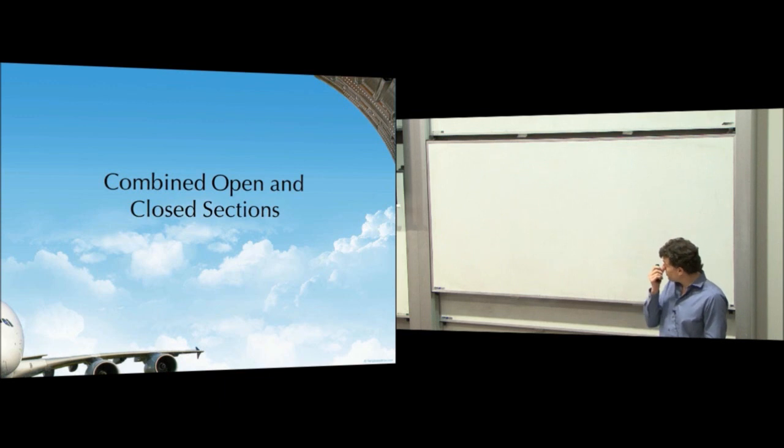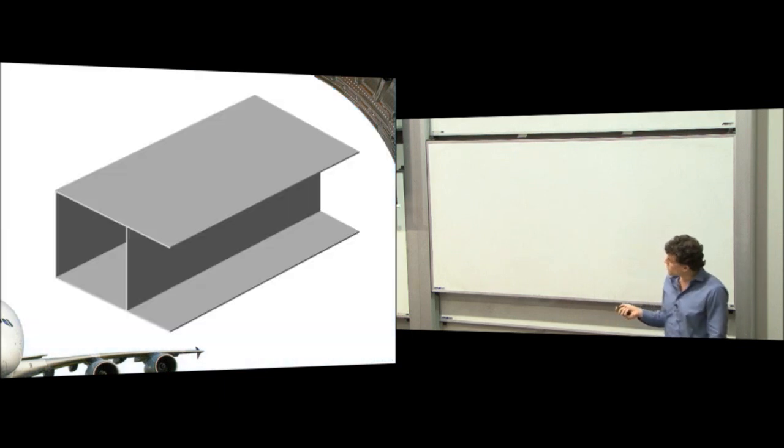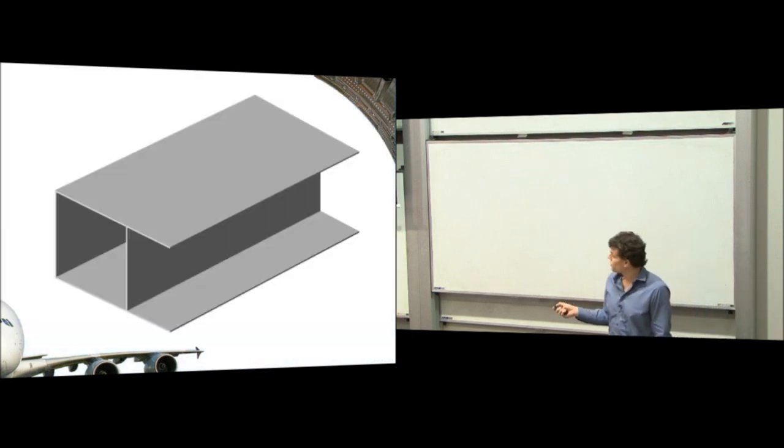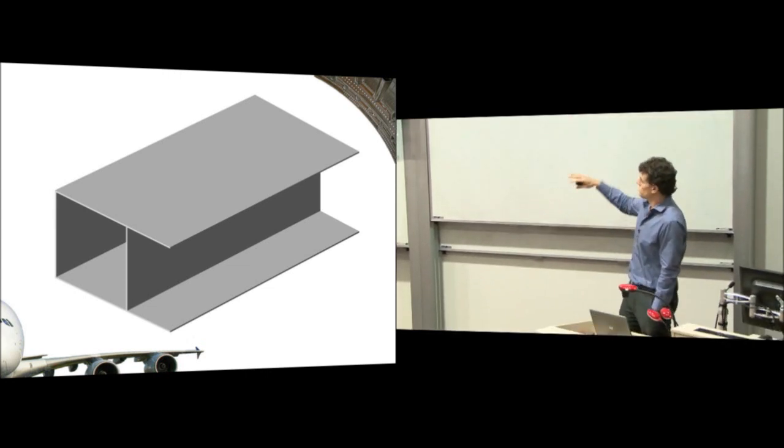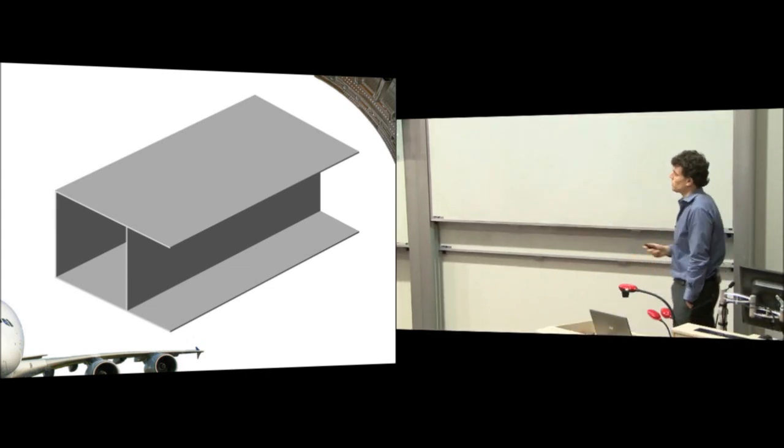So the first thing we've got to learn how to handle is combined open and closed sections. So what happens if we've got an open section tacked onto a closed section? How do we work out the shear flows? And it might be something that looks like this. So we've got a closed wing box at the front and then some open section at the rear that might be a shroud around where a control surface is moving.